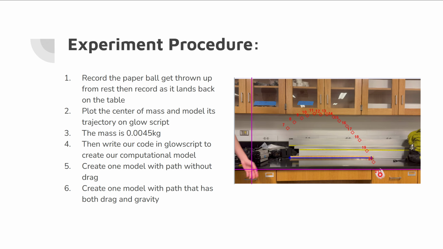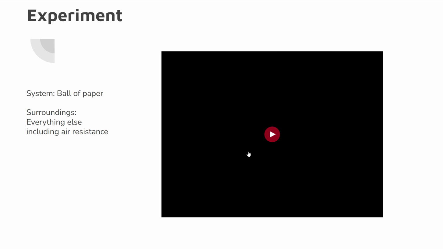Then we'll write our code in GlowScript to create a computational model. We'll create one model with just gravity and without drag, and we'll create one model with both drag and gravity. So here's our experiment. The system is the ball of paper and the surroundings are everything else, including air resistance.